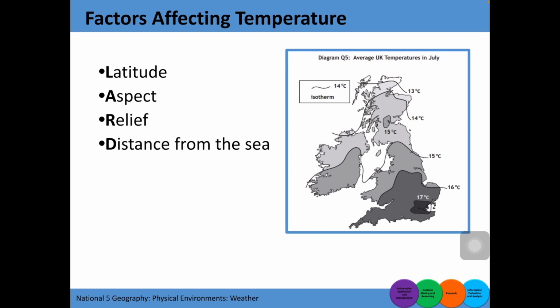So for that reason, there is a surplus of energy at the equator and a deficit of energy at the poles. So we can see this by looking at our little map here. The closer you are to the equator, aka south of the United Kingdom, it's going to be warmer, and the further north you get, it's going to be colder.